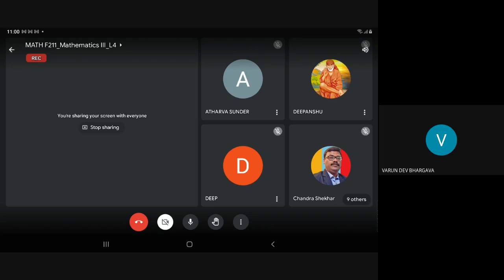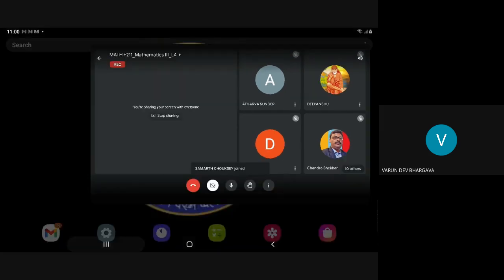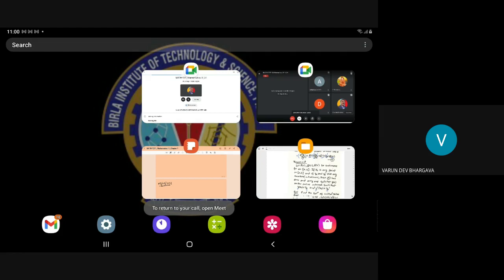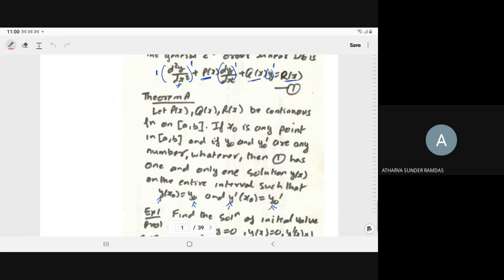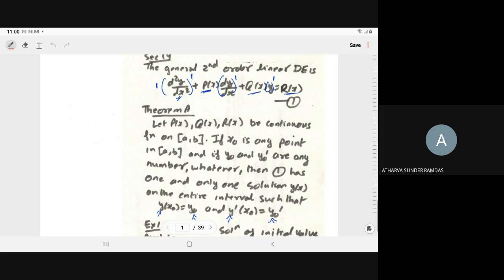So in last class, I started second order linear differential equation. Is audio and video okay? Yes, sir. Thank you. So in last class, I started the second chapter, based on second order differential equations.